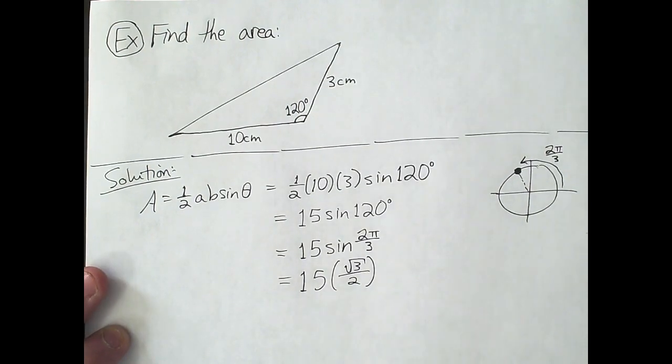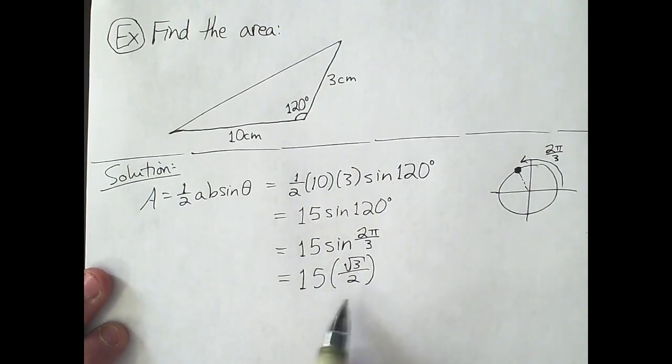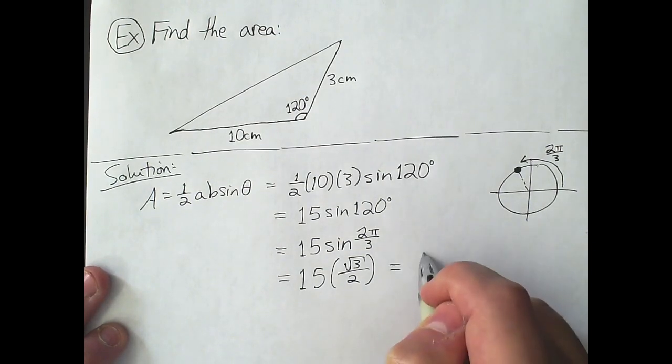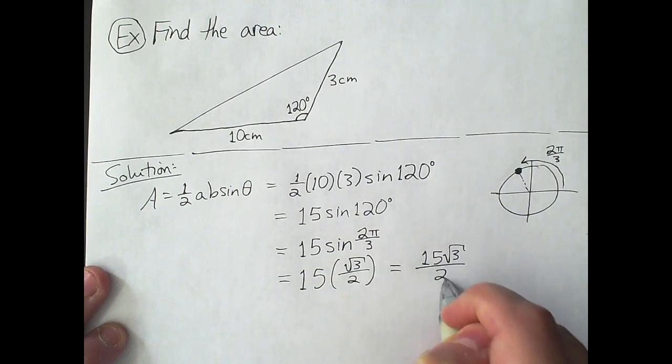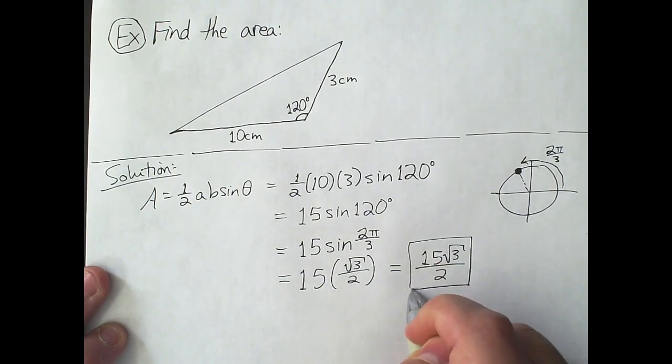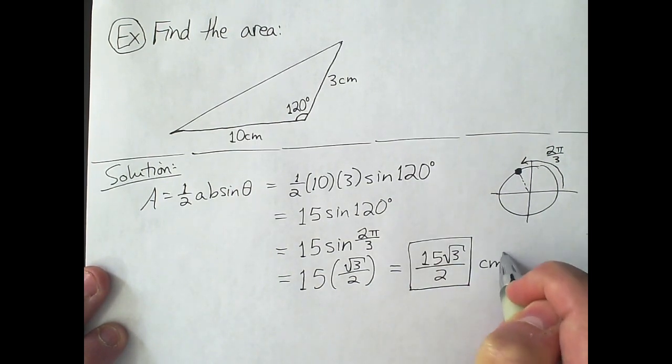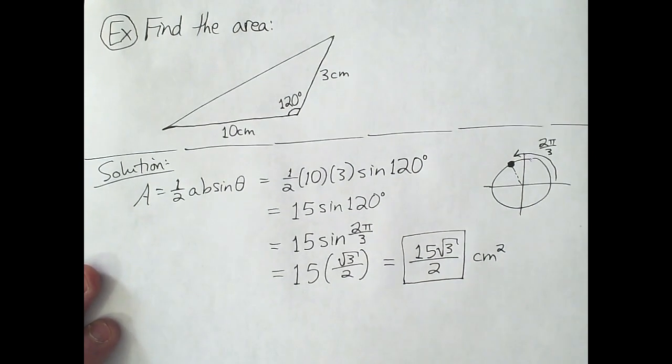All right. Let's look for, can we cancel anything? 15 over 2 doesn't really cancel at all. So let's write 15 square root of 3 over 2. And it's this many centimeters squared. That is the area of that triangle.